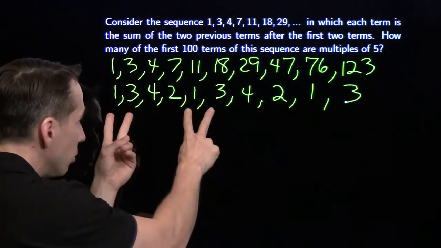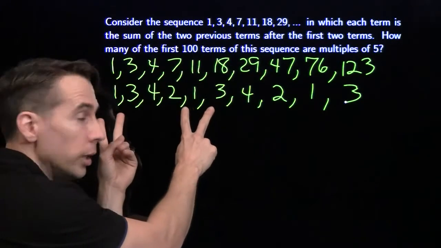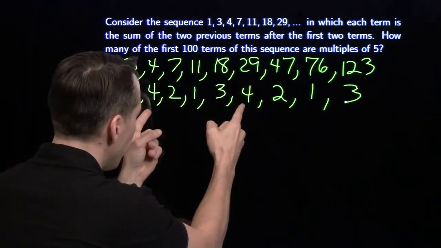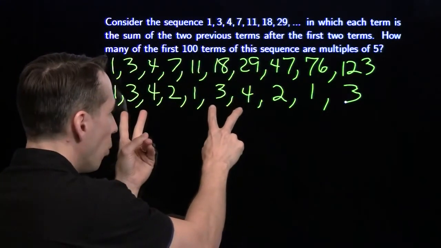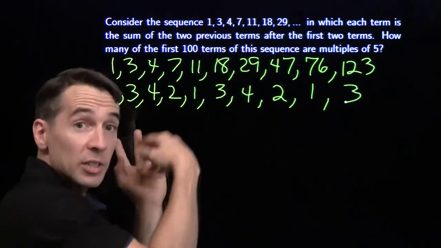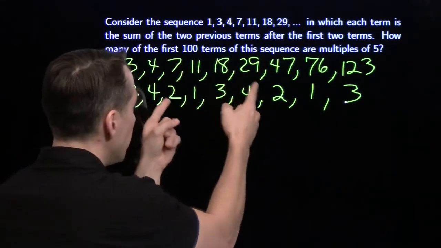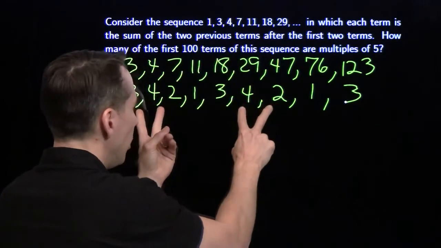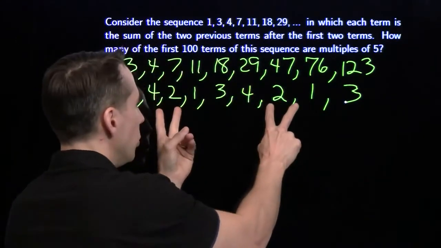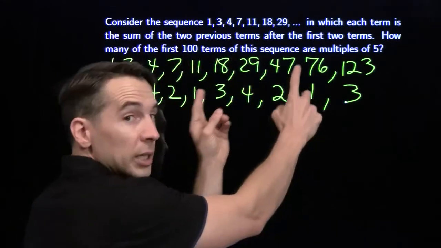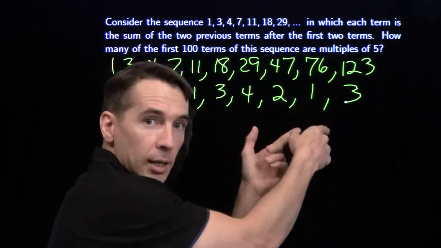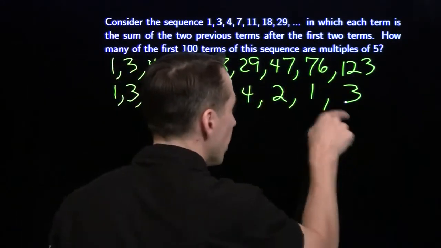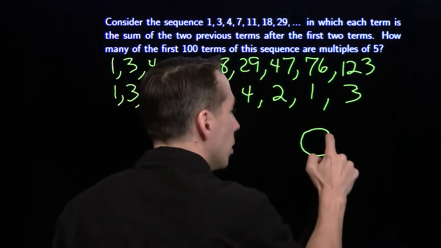And now we're doing the same thing over again. The 1 and the 3 gives us the 4. The 3 and the 4, 3 more than a multiple of 5 and 4 more than a multiple of 5, gives us 7 more than a multiple of 5, otherwise known as 2 more than a multiple of 5. 4 and 2 gives us 1. 2 and 1 gives us 3. And now we're repeating ourselves again and again. And we see that we will never hit a 0 in this pattern.